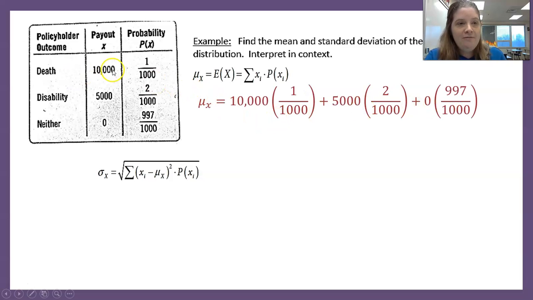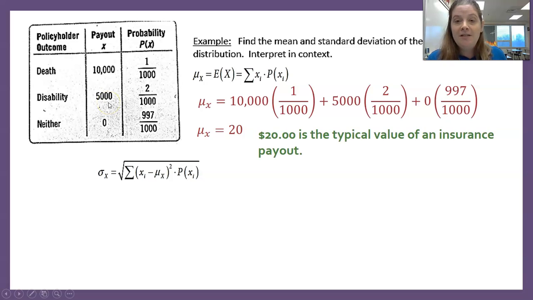All right, so my first x value is 10,000 times its probability, 1 over 1,000, plus 5,000 times 2 out of 1,000, plus 0 times 997 out of 1,000. So it's literally each x value times its probability, added together. If I do this in my calculator, I end up with 20, but I need to interpret it in context. 20 what? This is an insurance payout, so I'm going to say $20 is the typical value of an insurance payout for this policy.